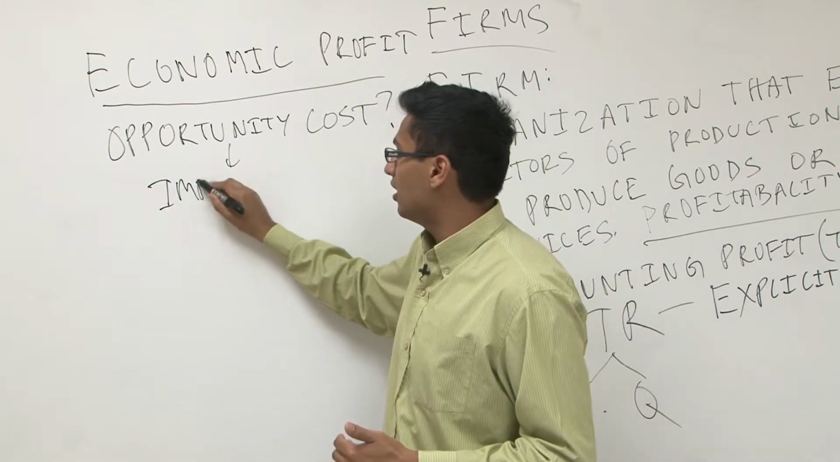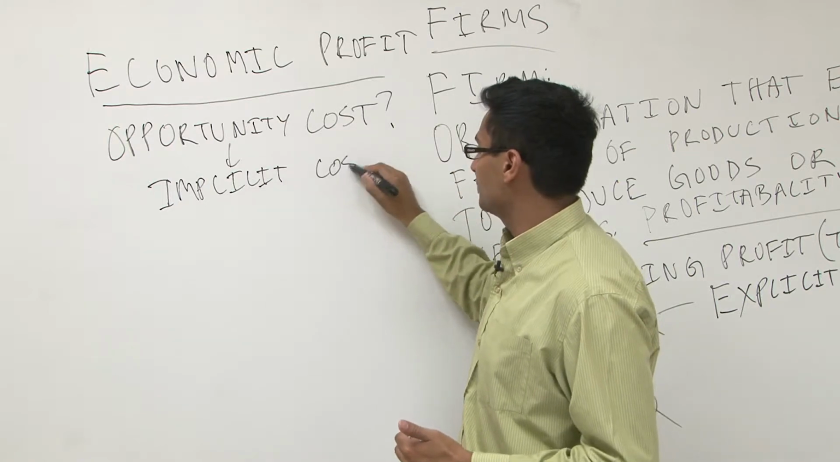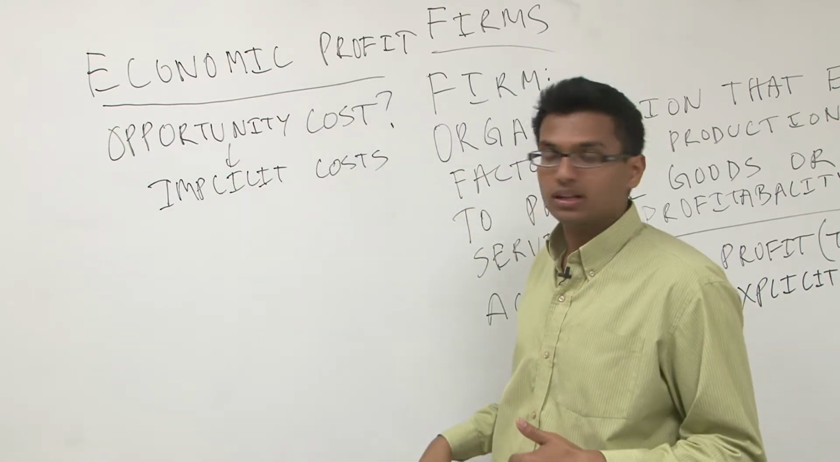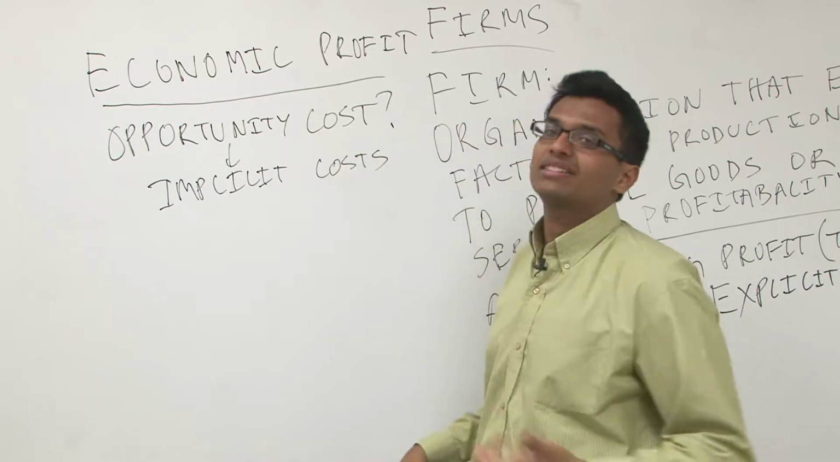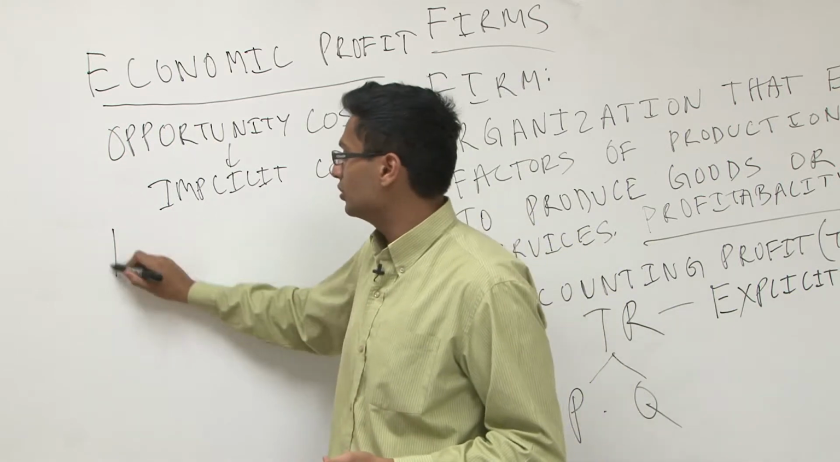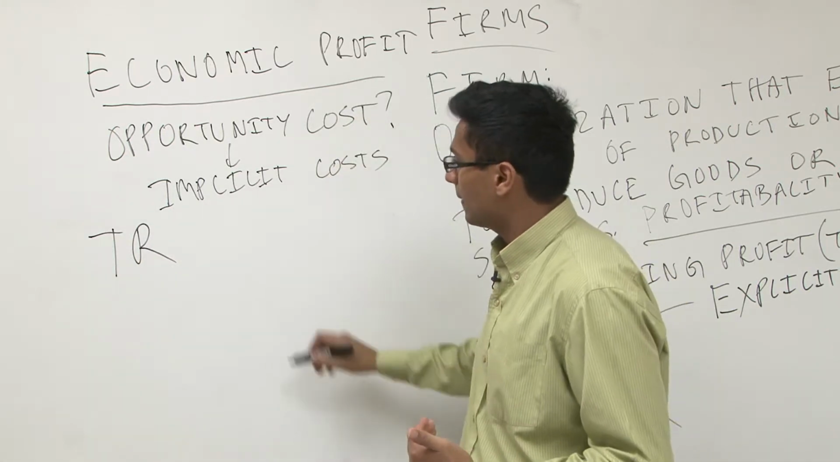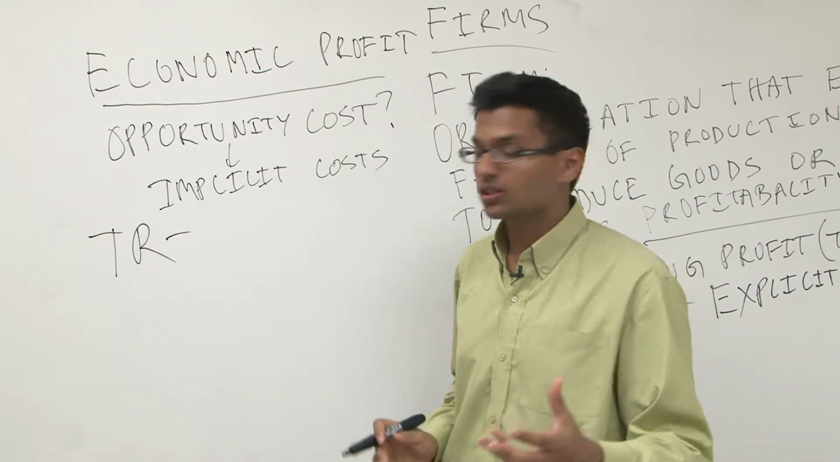And implicit costs factor in opportunity costs. Now, this is the term implicit costs that we add into economic profit. So the way economic profit works is the first term is exactly the same. It's total revenue, TR stands for total revenue, minus the same term we talked about before, explicit costs.